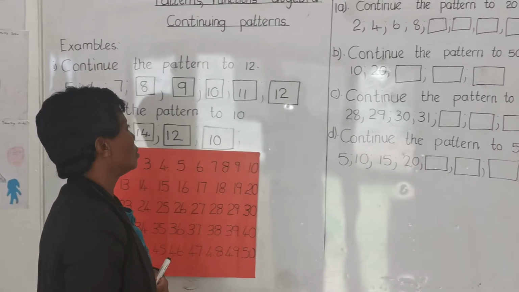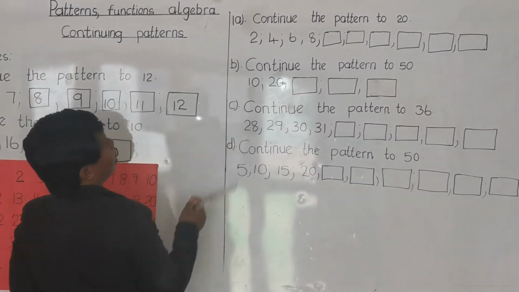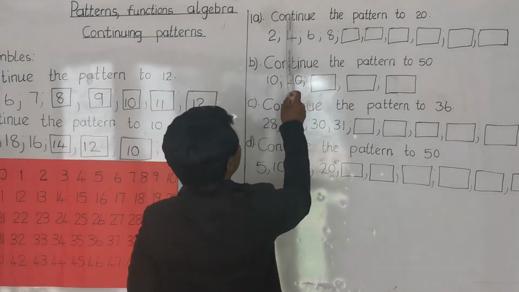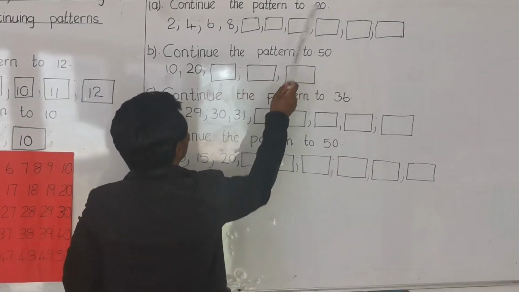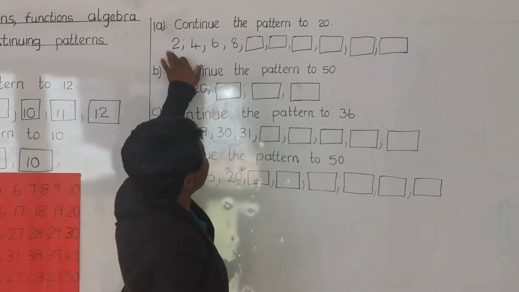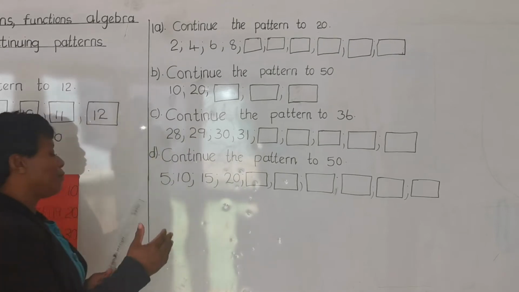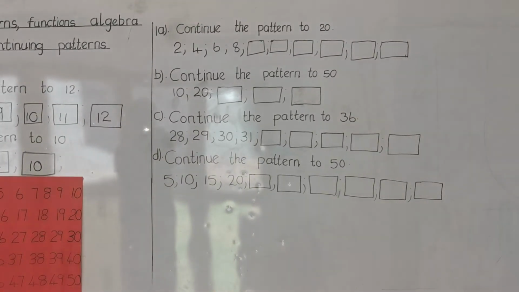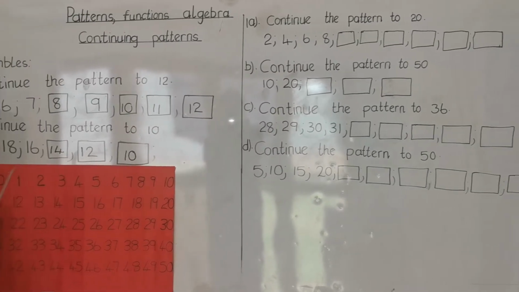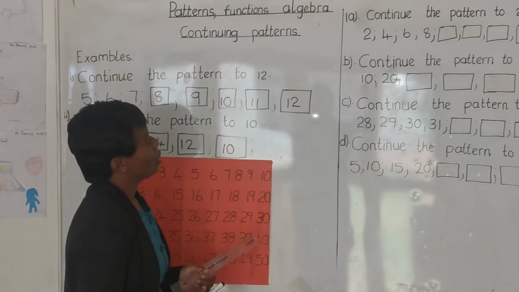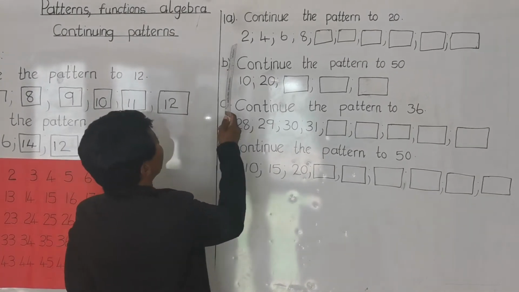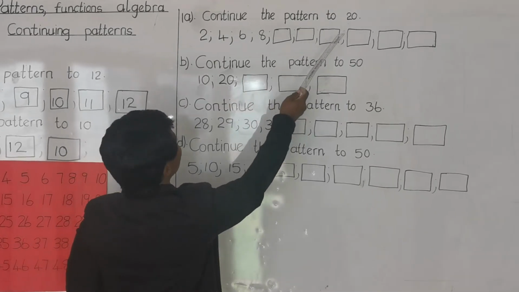Now let's go on to today's exercise. Let's solve number 1 together. Number 1A says continue the pattern to 20. Now, if we look at this pattern, it shows us that we are counting in twos. There are different ways of counting. We can count in ones, we can count in twos, we can count in threes, fours, fives, depending on what the pattern is asking you to do. So number 1A, continue the pattern to 20.